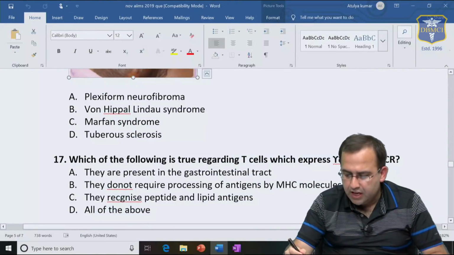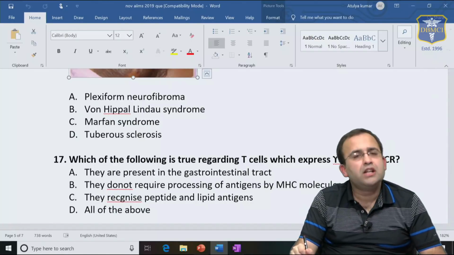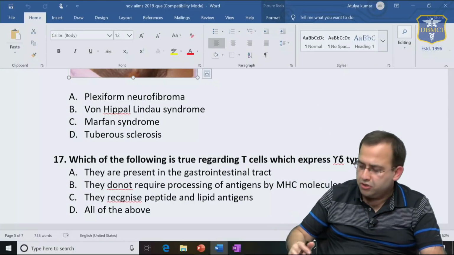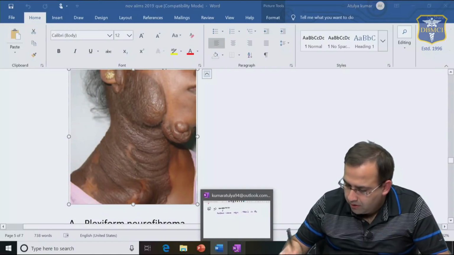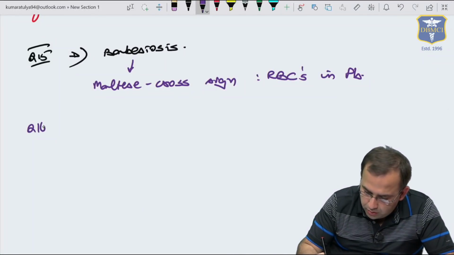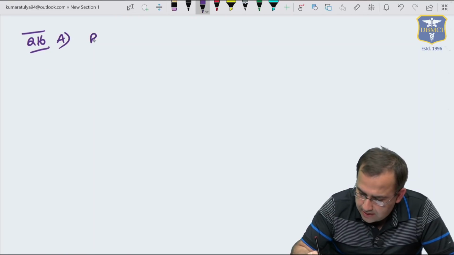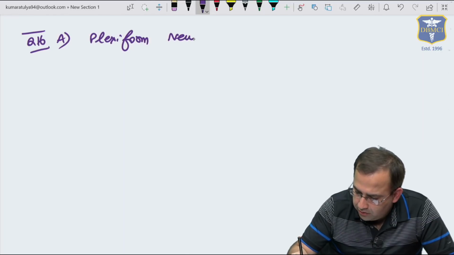Question 16. Have a look at others. Von Hippel-Lindau is associated with RCC, VHL gene mutation, chromosome 3. Marfan's, the patient is very tall, double-jointed, dolichocephalic. You know that. This is plexiform neurofibroma. Question 16, the answer is A, that is, plexiform neurofibroma.